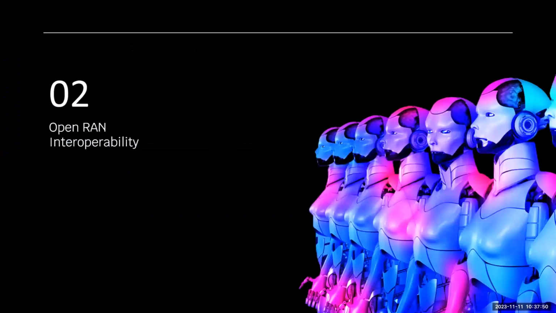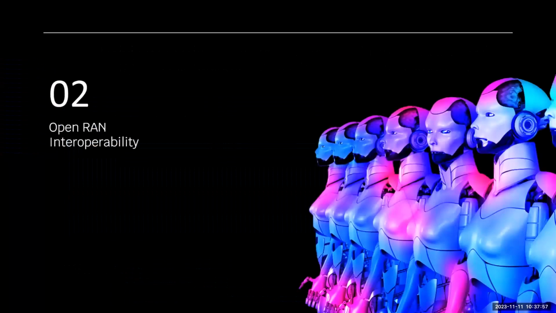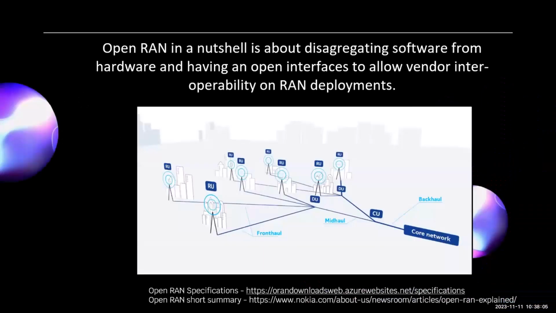So we have RAN, AI, everything, specifications. So let's move to Open RAN interoperability. This is maybe the easier part. Open RAN in a nutshell is about disaggregating software from hardware and having open interfaces to allow vendor interoperability on Open RAN deployment.